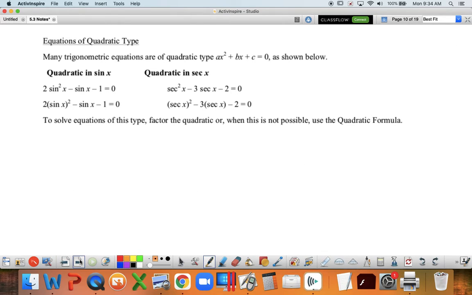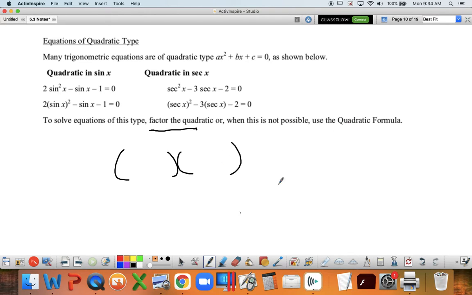Okay, so we're going to get into some functions that look like quadratics. They are quadratics, right? It's just instead of x squared, we have the sine of x squared or the cosine of x squared or something like that. We are going to factor as much as we can. And when I say factor, we're going to reverse FOIL, so we try to get out our 2 parentheses.